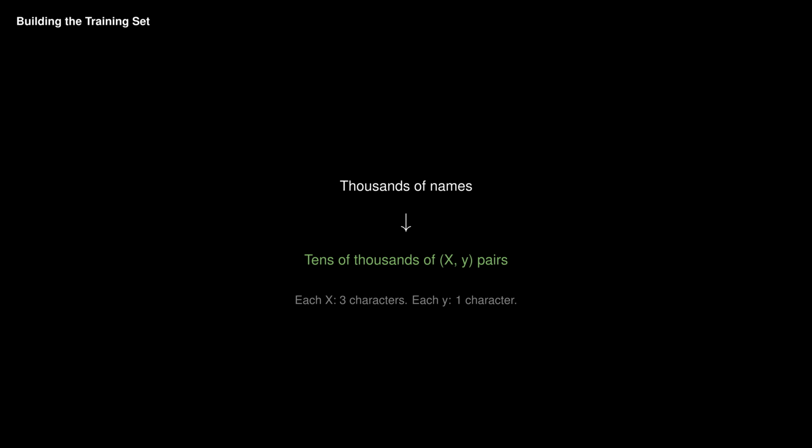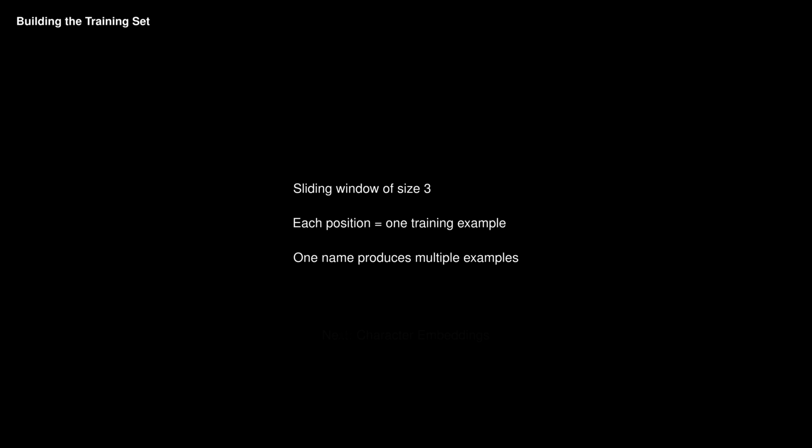To recap, we use a sliding window of size 3. Each position gives one training example. One name produces multiple examples. Stack all of these together and we have our full training data set. Next, we need to figure out how to represent these characters as numbers that a neural network can work with.